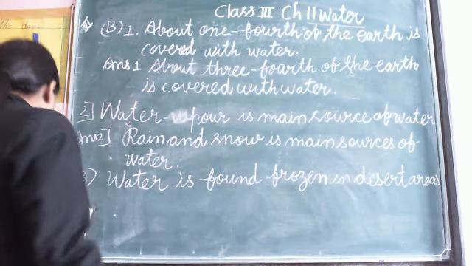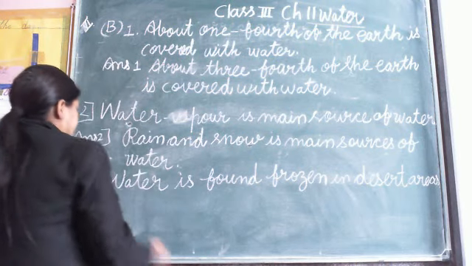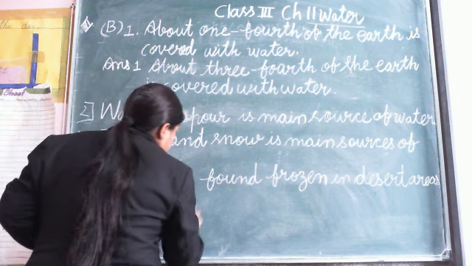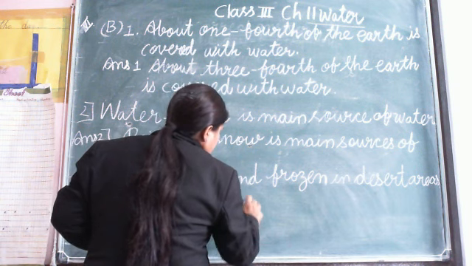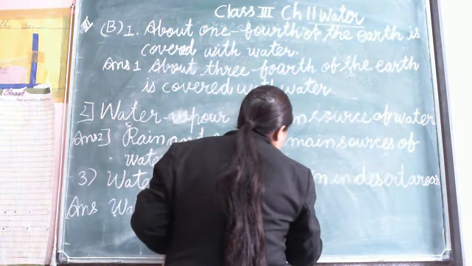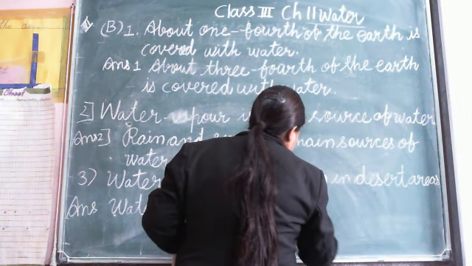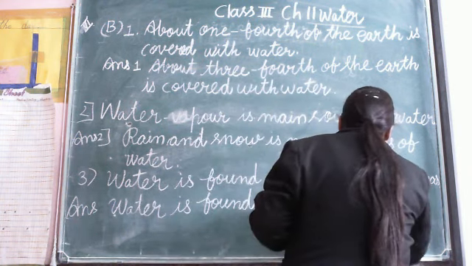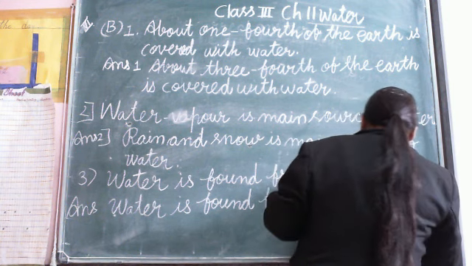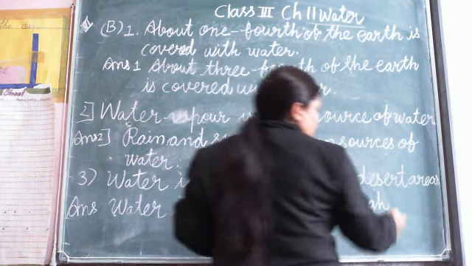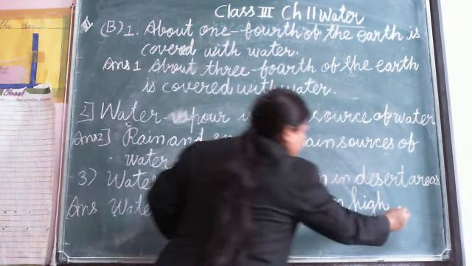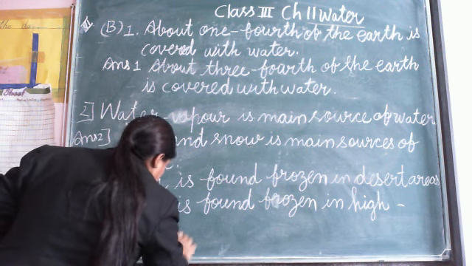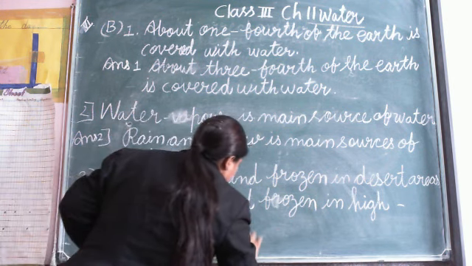So what we will write over here? Water is found frozen on high mountain area. The right answer is water is found frozen in high mountain areas. High mountain spelling is quite big, it will not fit over here, so I will write here. Mountain area.